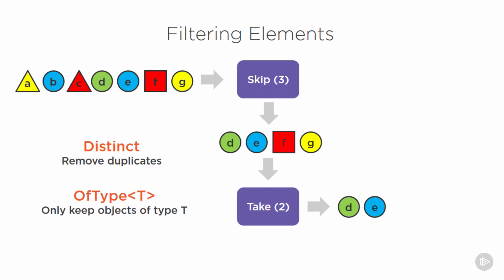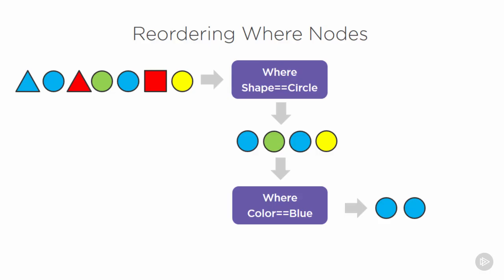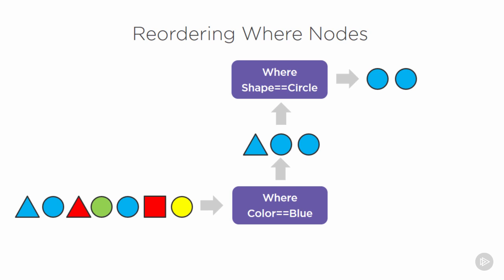By the way, one thing that's really important to point out here is that the order of the nodes or stages in our pipeline is important. Although it's sometimes possible to switch the order and get the same result, for example, our where nodes could be swapped without affecting the output. We would still get an output that only contains blue circles if we switch the 2 where nodes over.